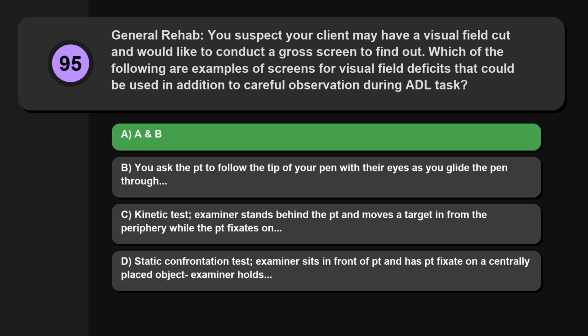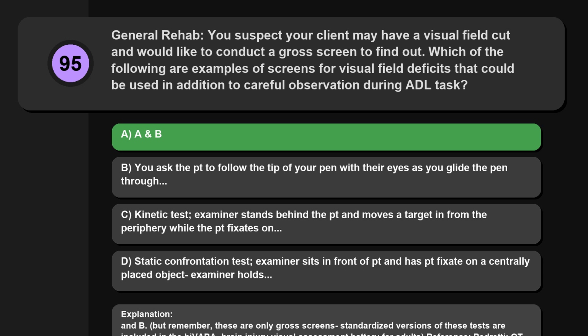The correct answer is option A and B. But remember, these are only gross screens. Standardized versions of these tests are included in the BIVABA, Brain Injury Visual Assessment Battery for Adults. Reference: Pedretti, Occupational Therapy Practice Skills for Physical Dysfunction, 5th edition, page 404.